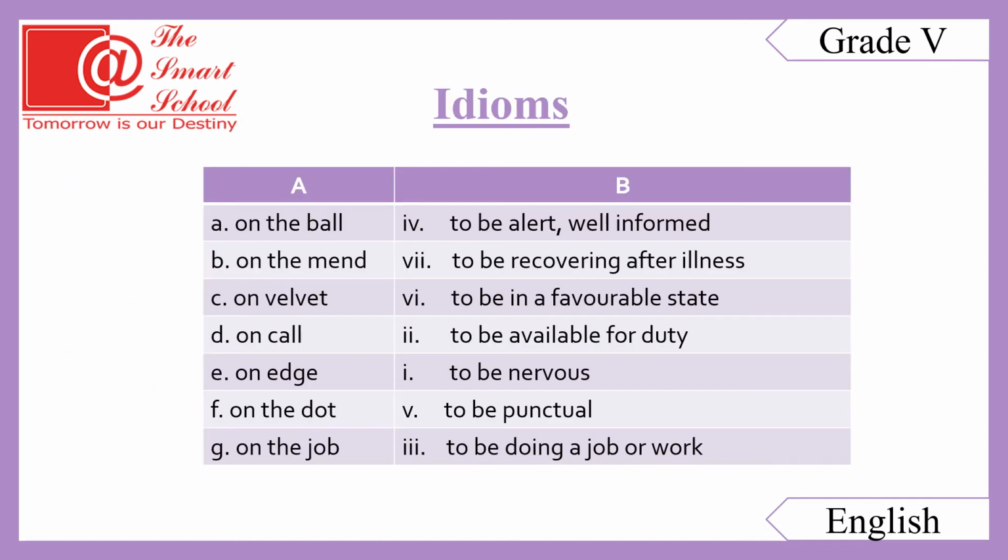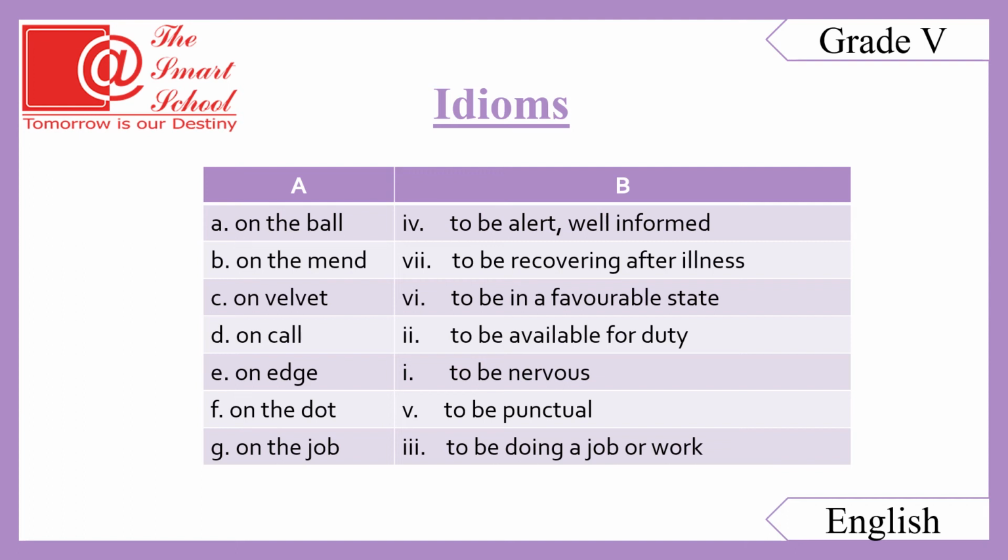Now, idioms. This is exercise B, question number 1, page 48 from the textbook. You will do this question in the textbook only. You don't have to do it in your copy. What are idioms? The expression on the wing means flying. These are words and phrases that have some meanings to them. So we have to match column A. Column A has the idioms and column B has the meanings of those idioms. So we have to match the columns.